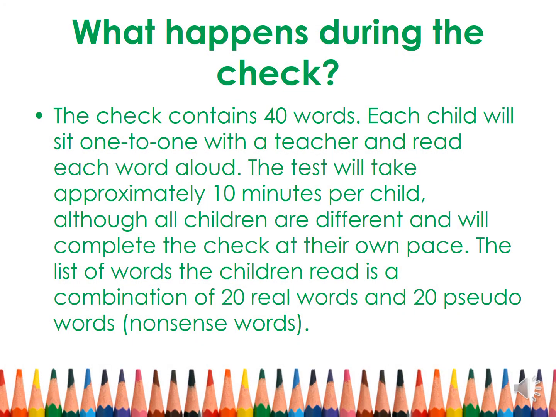So what happens during the check? The check is completed on a one-to-one basis with the class teacher who is familiar with the children and their pronunciation of the sounds and words. The check contains 40 words, some real and others made up or alien words. This is to check that the children know how to correctly sound out and blend unfamiliar words. The test takes about 10 minutes, but the children can work at their own pace.